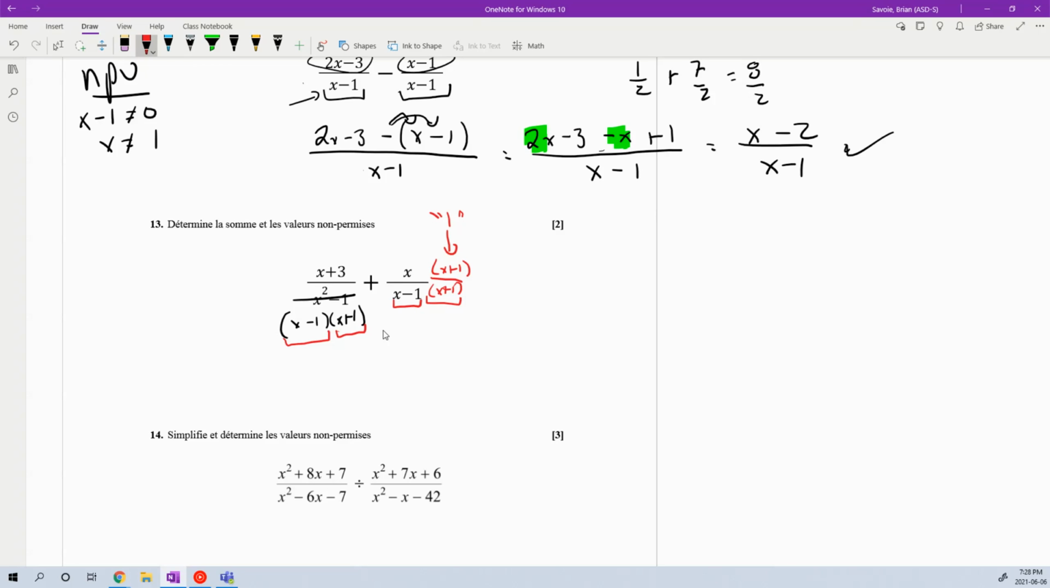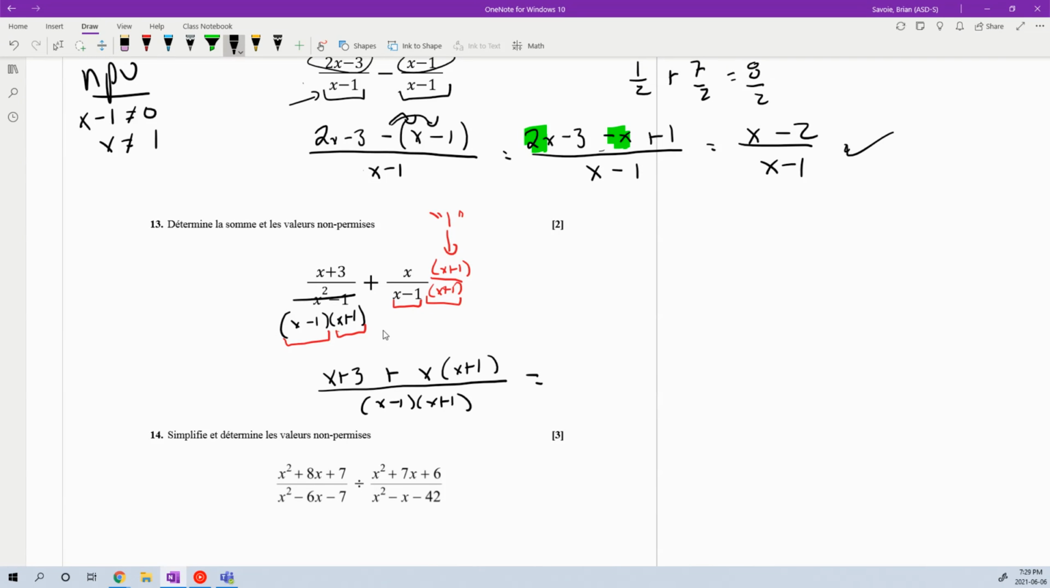This is just 1 right here, right? X plus 1 over x plus 1 divides out and gives me 1. So I haven't changed the value of the expression. What I've done now is I've allowed myself to be able to put them together. So I've got x plus 3 plus x times x plus 1. And I'm just going to write this as one fraction now because they both are made up of x minus 1, x plus 1.